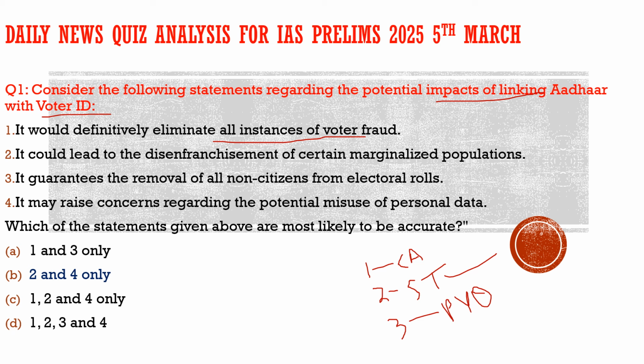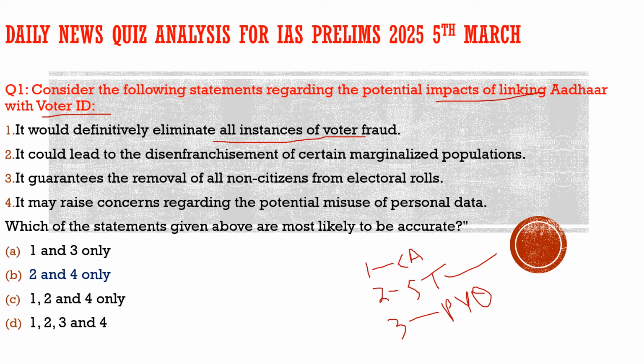No, definitely not. Even though a few voter frauds can be eliminated. For example, if we use biometrics, double counting can be reduced. But will it definitely eliminate all the instances of voter fraud? No, it will never. It is not the solution. It is not the full solution which will eliminate all the instances of voter fraud.